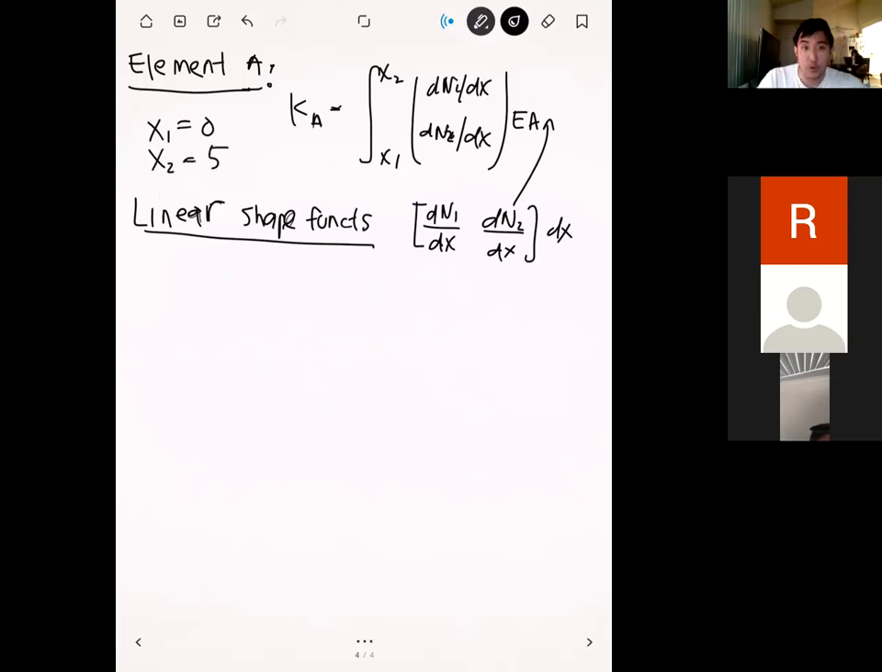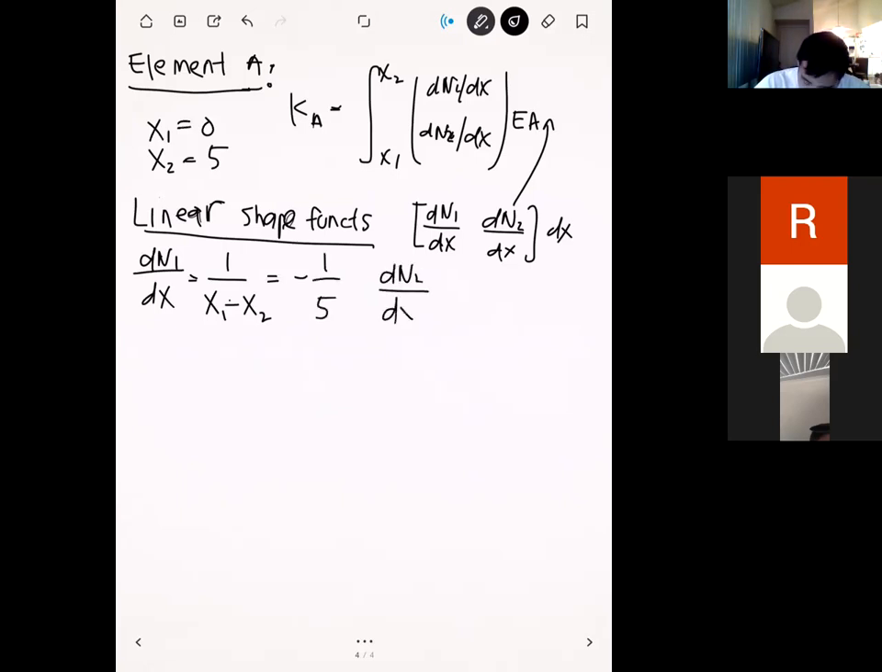Because element A was our short one, it goes from x equal to 0 to x equal to 5. For linear shape functions, we know that dN1/dx is equal to 1 over x1 minus x2. If we plug in x2 and x1, we get minus 1 over 5. Then we take the derivative of the second shape function, and this is going to be 1 over x2 minus x1, which is equal to 1 over 5. We can take these two and plug them into our expression right here.